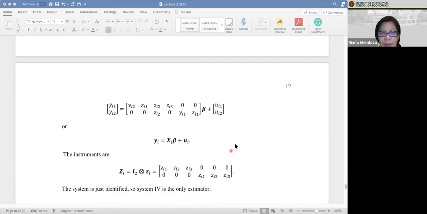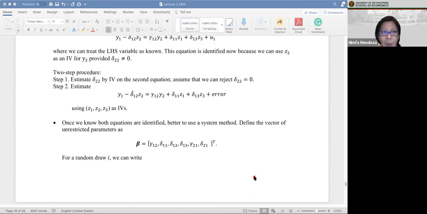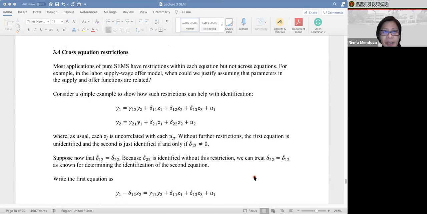So that's just a simple illustration of how restrictions, cross equation restrictions, can help with identification, though in most SEMs you rarely have cross equation restrictions.